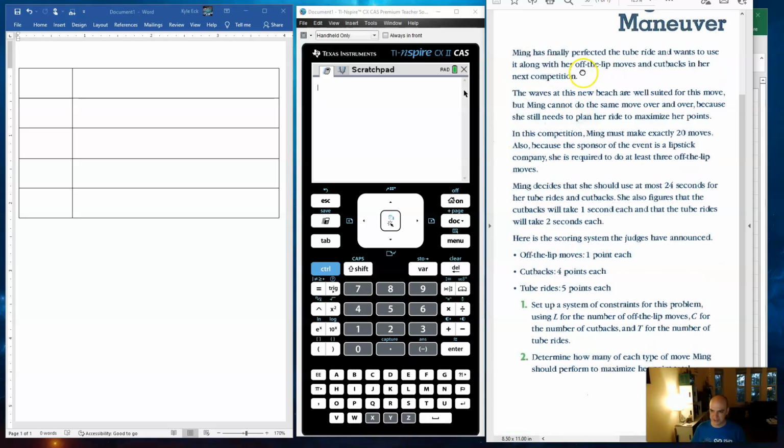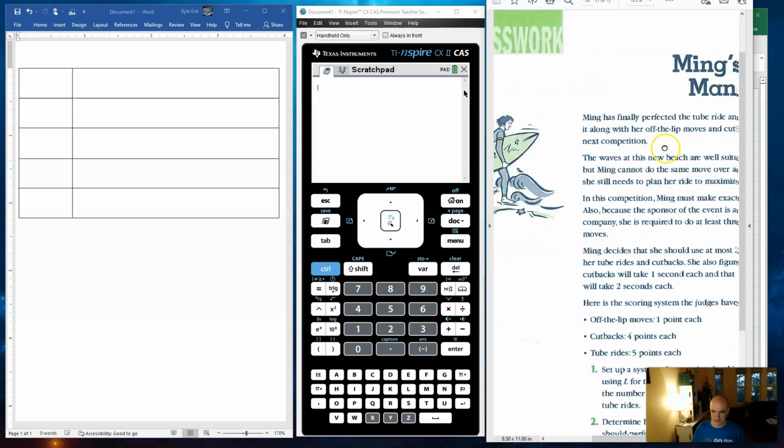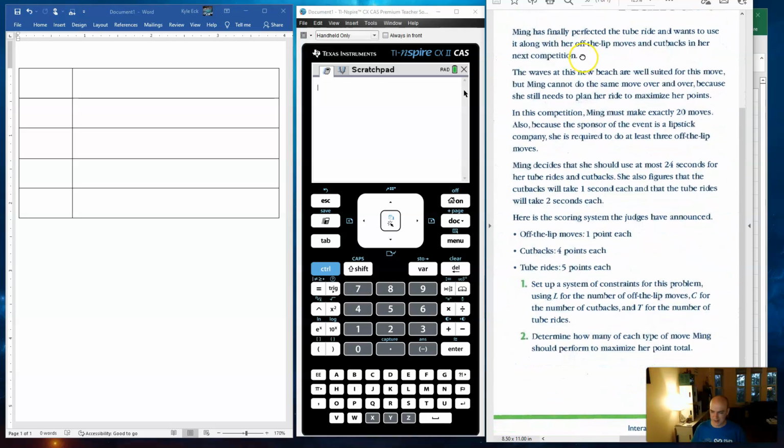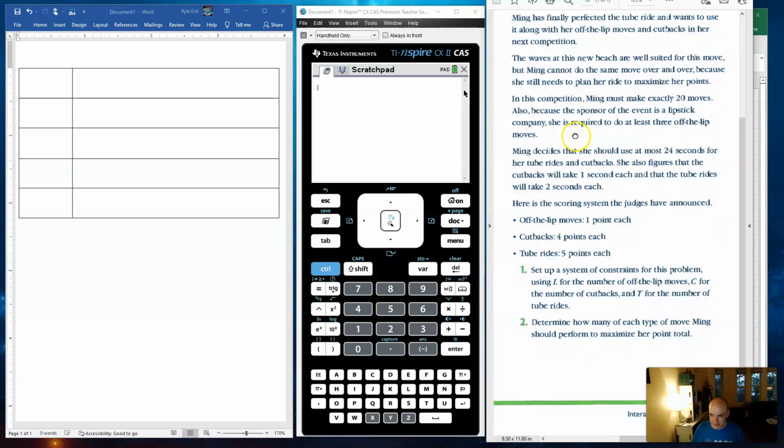This is a story about surfer Ming, who I believe is a character in a number of problems, has finally perfected the two bride and wants to use it with her off-the-lip moves and cutbacks in her next competition. The waves at this new beach are well suited for this move, but Ming cannot do the same move over and over because she still needs to plan her ride to maximize her points. Nothing in these two paragraphs is important for this problem. This third paragraph has some interesting information.